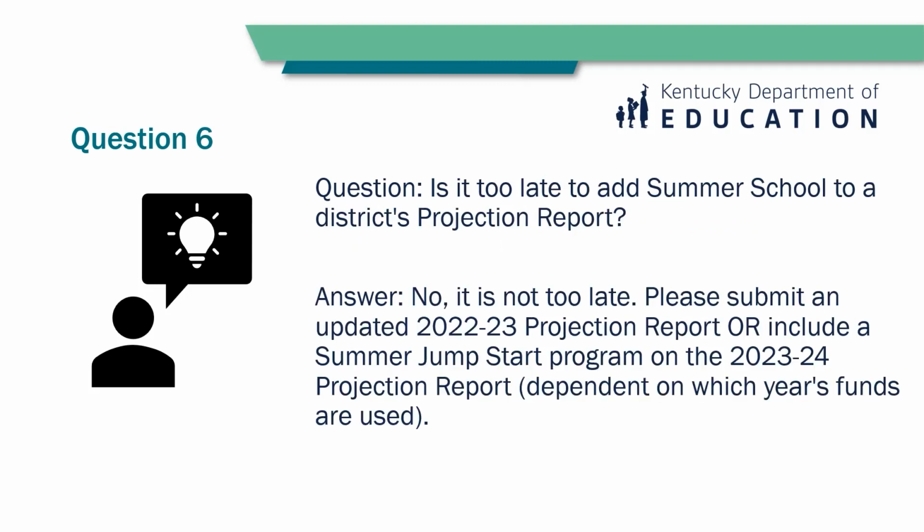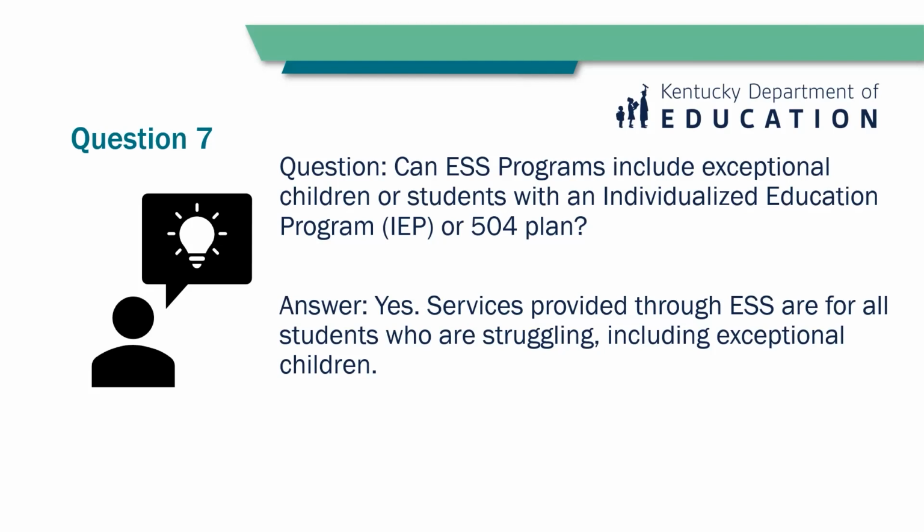Question 6. Is it too late to add summer school to a district's projection report? Answer is no, it is not too late. Please submit an updated 22-23 projection report or include a summer jumpstart program on the 23-24 projection report, dependent on which year's funds are used. Question 7. Can ESS programs include exceptional children or students with an individualized education program, IEP, or 504 plan? The answer is yes. Services provided through ESS are for all students who are struggling, including exceptional children.